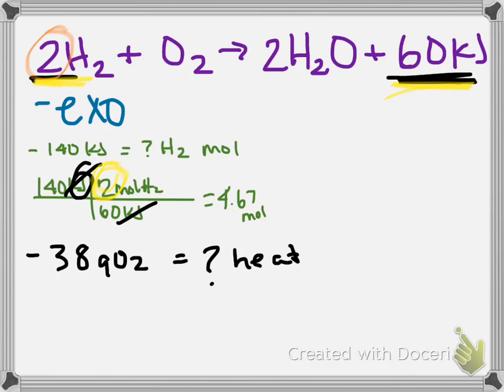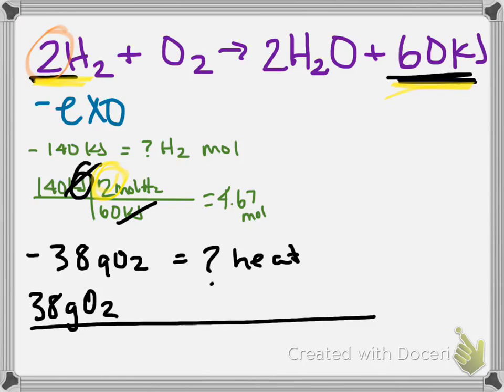Let's say I have 38 grams of oxygen and I want to know how much heat I produced. Go ahead, like always, and start with what you're given. Now, the thing I've always told you during any sort of stoichiometry is I can never convert from one thing to another without first converting to moles. So right now I'm in grams and I need to get myself into moles. You guys are good at that by now.